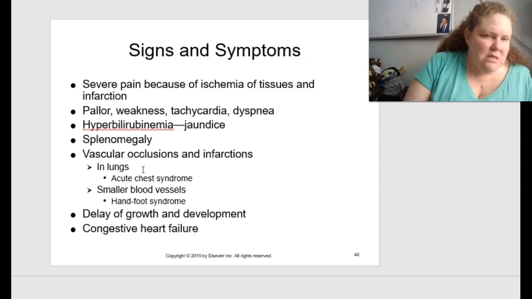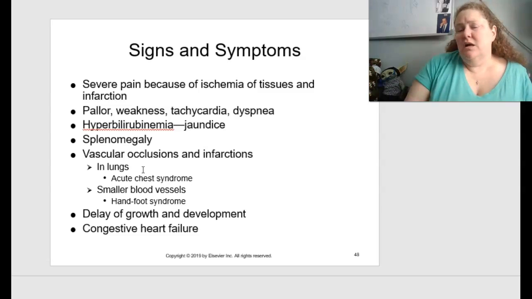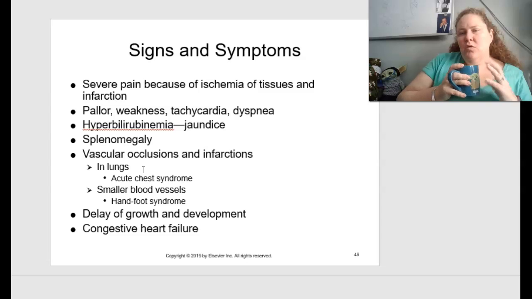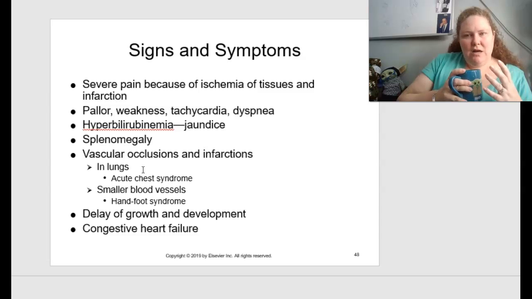Signs and symptoms are going to be severe pain because, again, either the blood cells aren't getting to the cells or to the tissue itself and it's causing ischemia or slow death of the tissue, as well as it can cause an infarction. You can have the pallor, the weakness, the tachycardia, the dyspnea. You can have hyperbilirubinemia, which again is jaundice. You can have splenomegaly, which is an enlarged spleen.